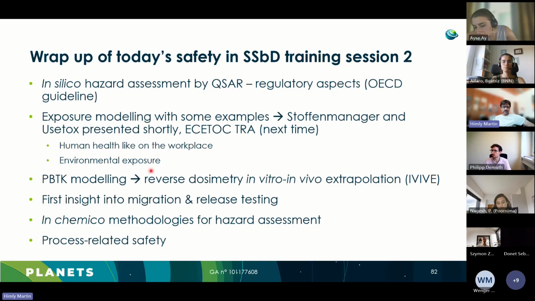Thanks to Philip from BASF for showing us PBTK modeling, very important for extrapolating from in vitro results to in vivo concentrations and relating in vitro departure points to exposure doses that can be measured. And exposure doses being measured, we were seeing this content presented by Mario from my team. And thanks to Aisha from BASF as well for giving us insight into quite a number of nice in chemico methodologies and even into process-related safety assessment.